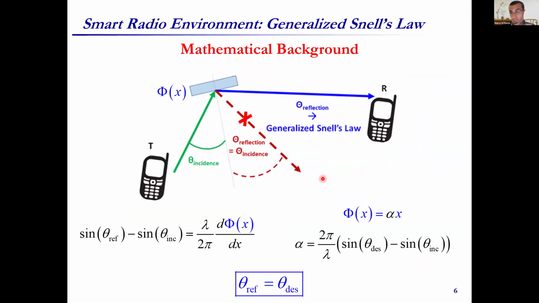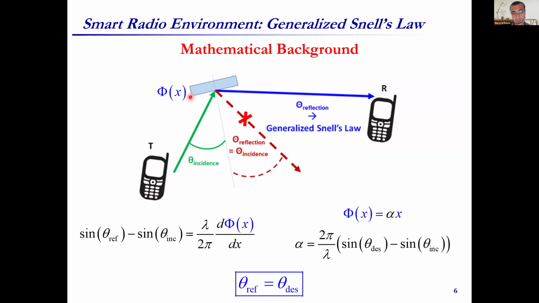Now the concept of smart radio environments over the last few years has mainly been focused on this: putting these devices on objects, which can be walls or near transmitters and receivers, and then illuminating this device with some waves, and trying to control the reflections or the transmitted signal of this surface.